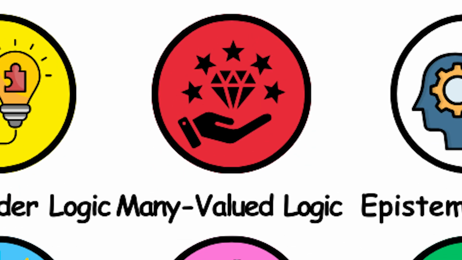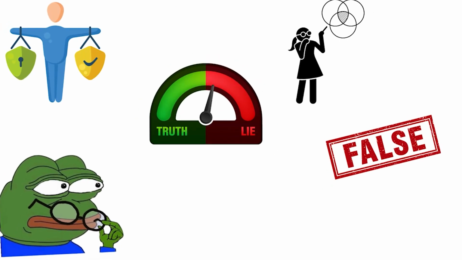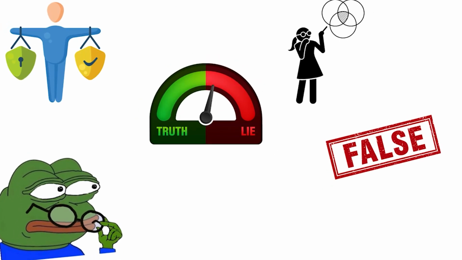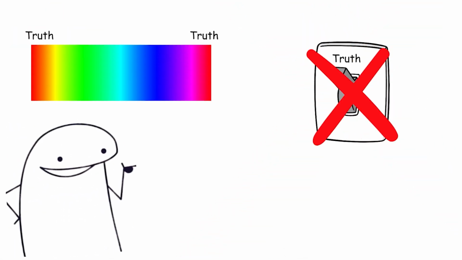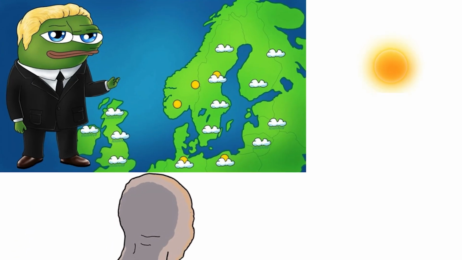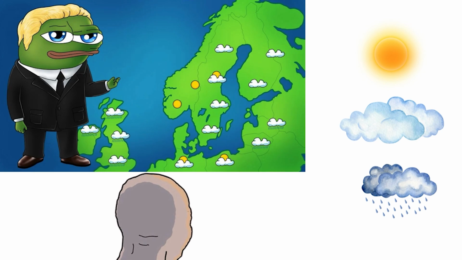Many-valued logic. This logic goes beyond the classical true-false dichotomy. It allows for multiple truth values, like degrees of truth, possibility, or falsity. Imagine a spectrum of truth instead of just a switch. Example, a weather forecast might use a 3-valued logic with sunny, cloudy, and rainy as truth values.